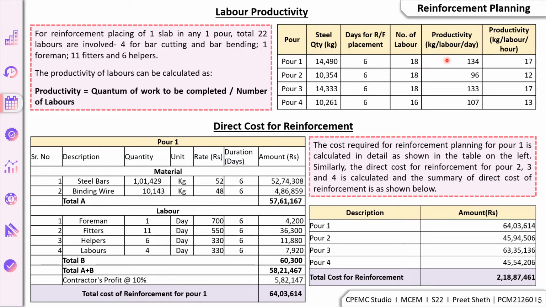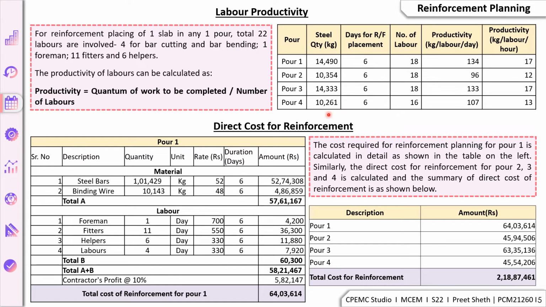So the productivity is calculated as 14,490 divided by 6 divided by 18, which gives us 134 kgs per labor per day. Assuming that there are 8 working hours in a day, to calculate the productivity of labor per hour, this 134 is divided by 8, which gives us 17 kgs per labor per hour.